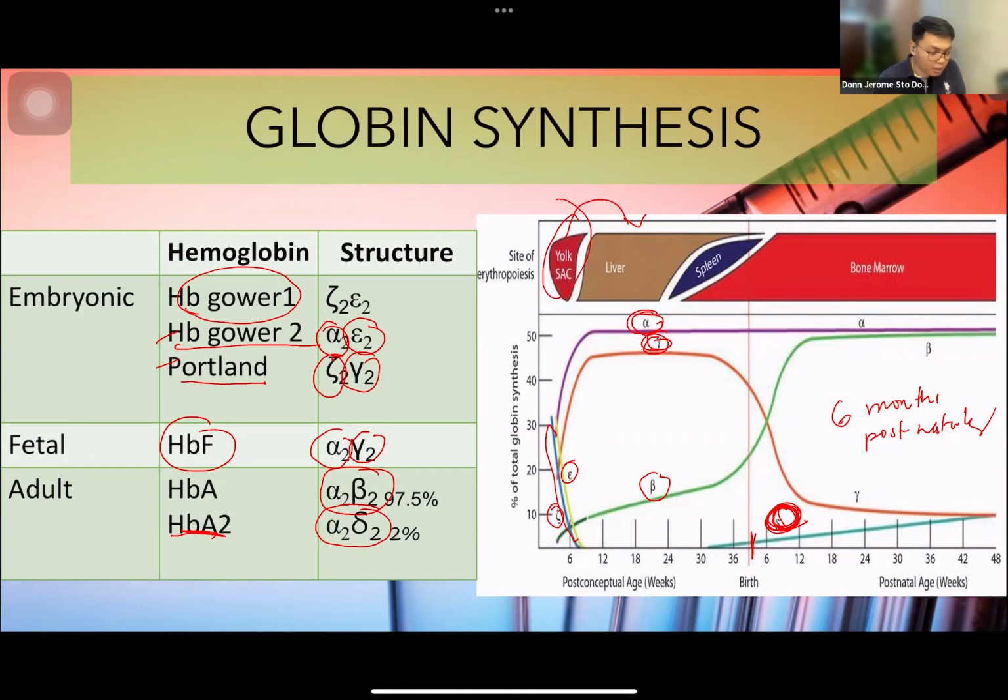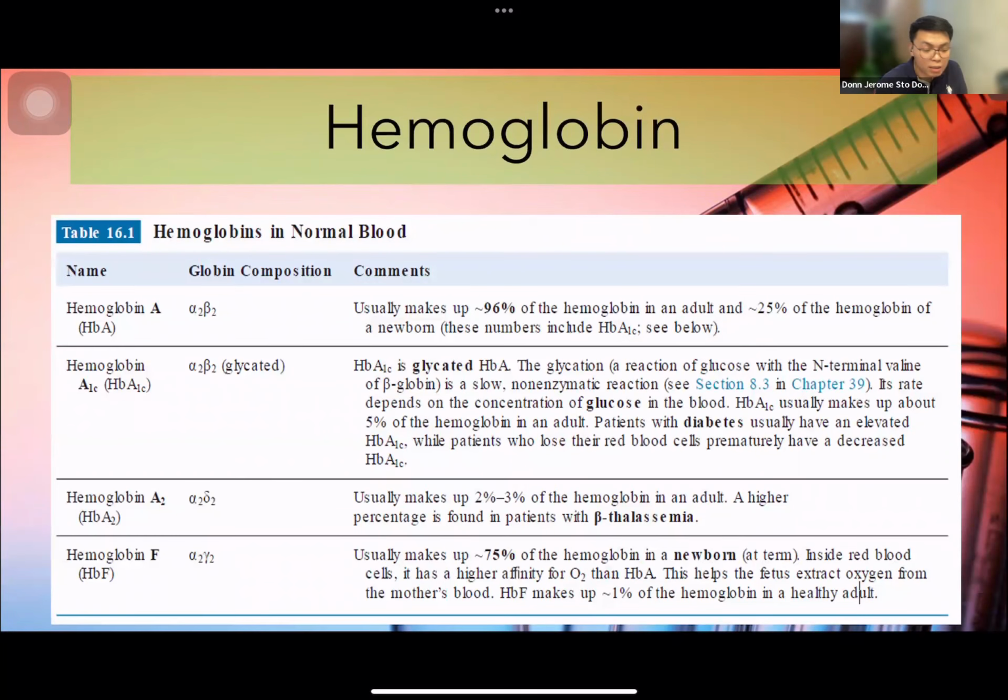So let's now proceed with the different normal hemoglobins. We've already discussed hemoglobin A, alpha 2, beta 2, 96% in adults, 25% in newborns. Hemoglobin A1C is actually a form of hemoglobin A that is glycated. So there's a sugar attached to your hemoglobin molecule. Specifically, this is a non-enzymatic reaction between the terminal valine residue of the beta-globin chain and your sugar.